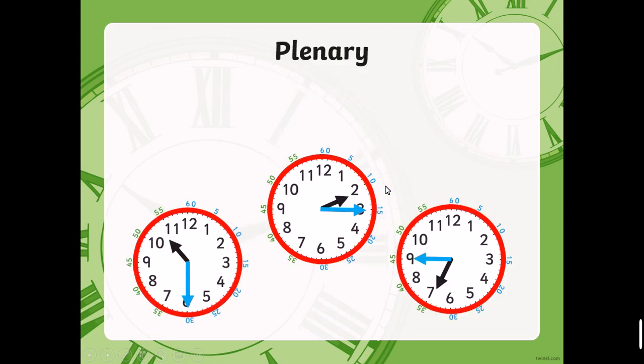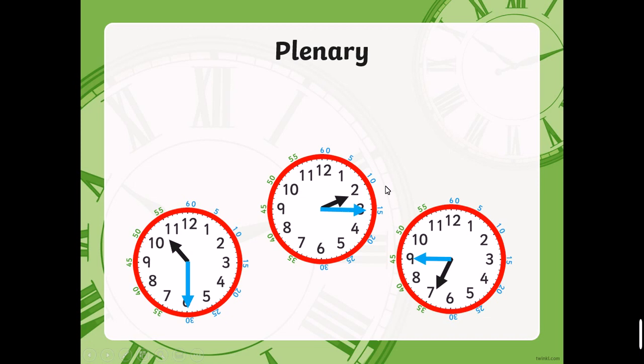Let's have a look here then. Which clock do you think is showing quarter past? So think back to when we had our clock face at the start. What side measured the time past the hour, and what side measured to the next hour? Well, we know it's quarter past when the big hand is on the number 3. So have a look. Which one is it? Have you found it? That's right, it's this one here.